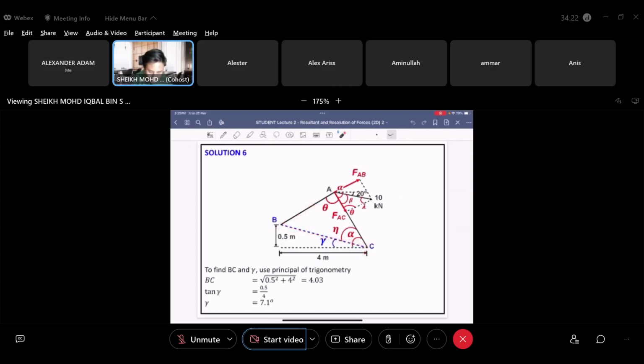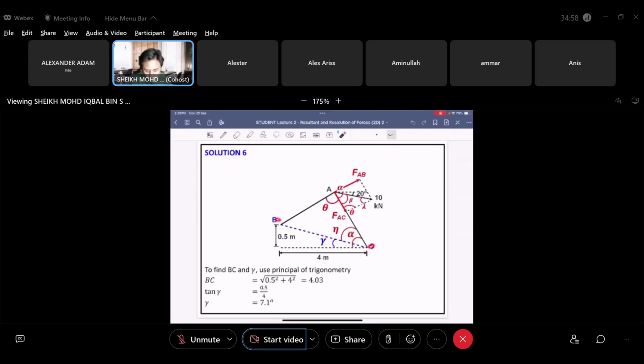So gamma is basically 0.5 divided by 4 using tan, right? Tan is equal to opposite over adjacent, right? So opposite is 0.5, adjacent is 4. So 0.5 divided by 4 will give your gamma, which is 7.1 degrees. All right. So now the first triangle is solved. We have the magnitude for BC and we have gamma here, the angle between BC and the origin here.